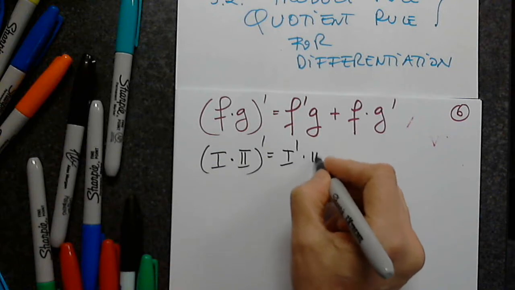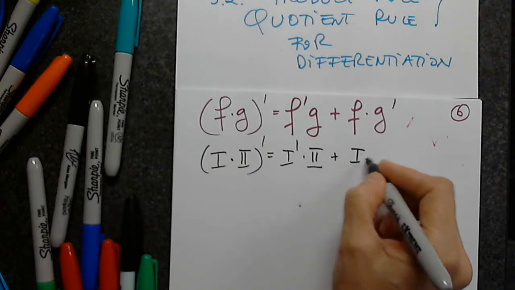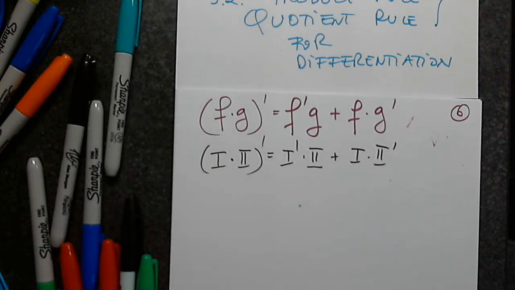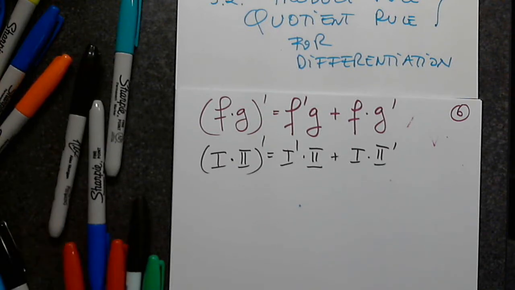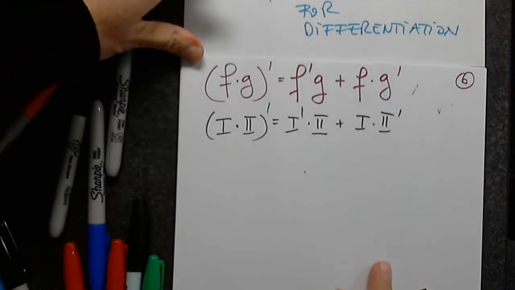1 prime multiplied by the second one plus the first multiplied by the second prime. It's easier for me to remember. It's a habit. I grew up with this. So if you want to change it and say 1 times 2 prime is 1 prime times 2 plus 2 prime times 1, same thing. It's up to you. But I will be using this order. Okay, this is the product rule.